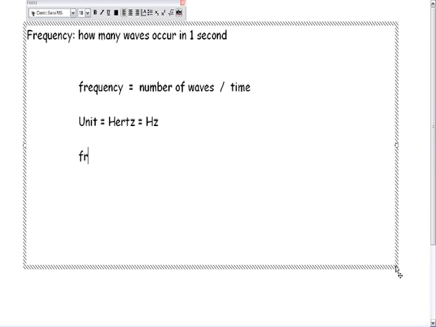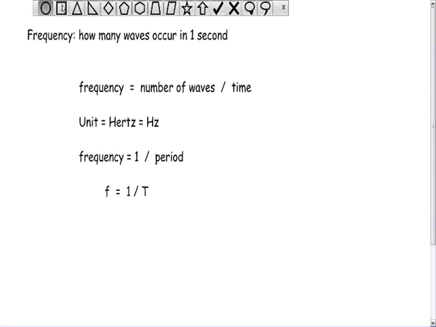But frequency is also found by the period, because if the number of waves is 1, then the time is the period. Does that make sense? The period is only how long it takes for one wave. So if the number of waves was 1, then it would be 1 over the time for one wave, which is the period. So frequency is 1 over the period, or f equals 1 over T.